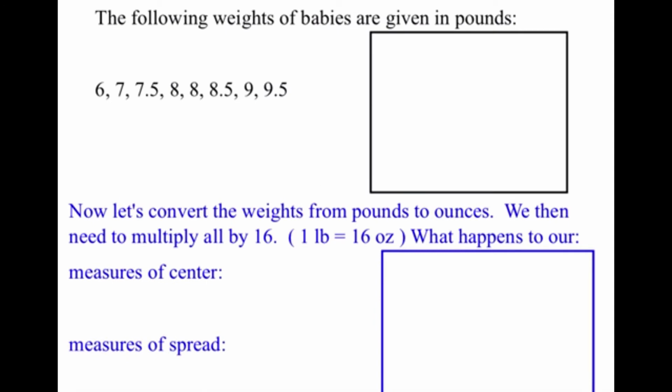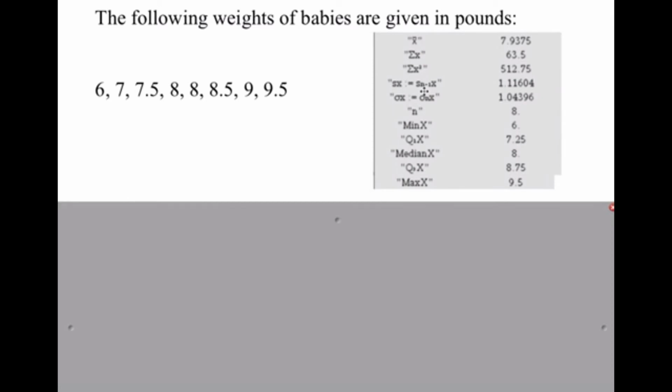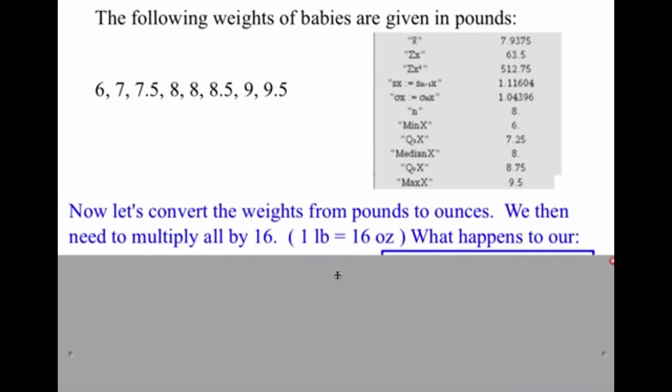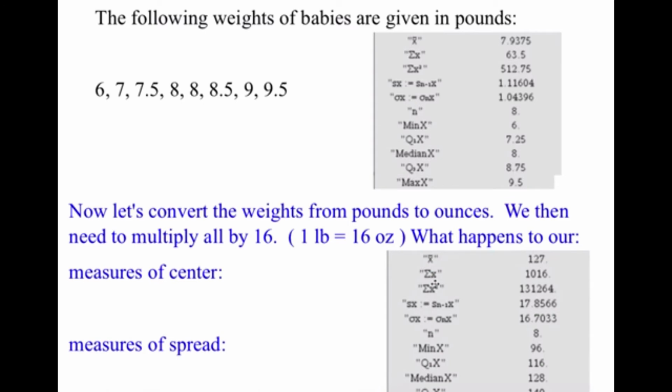Okay, now in this example, I have some weights of babies given in pounds. And if I put those in my calculator and did menu 411, this is what you would get. But now if I decide, okay, I don't want my weights in pounds, I want my weights in ounces, there's 16 ounces to a pound, so I would need to multiply all of those values by 16. So if I were to multiply them all by 16, put them in my calculator, and do menu 411, here's what I would get.